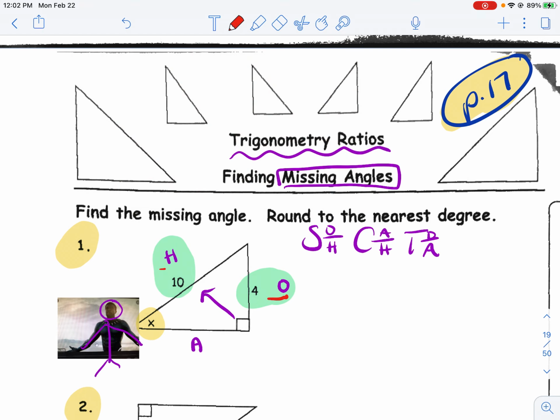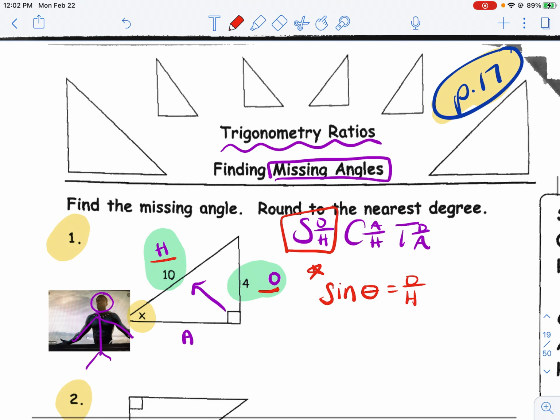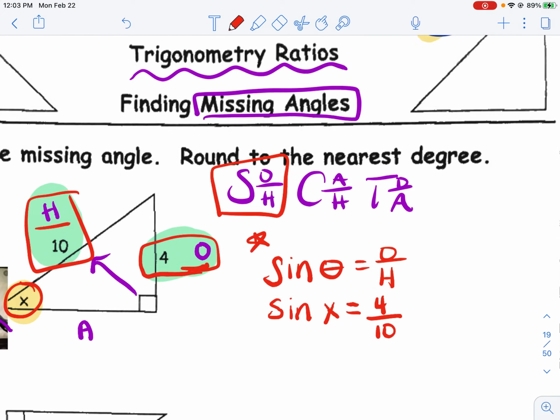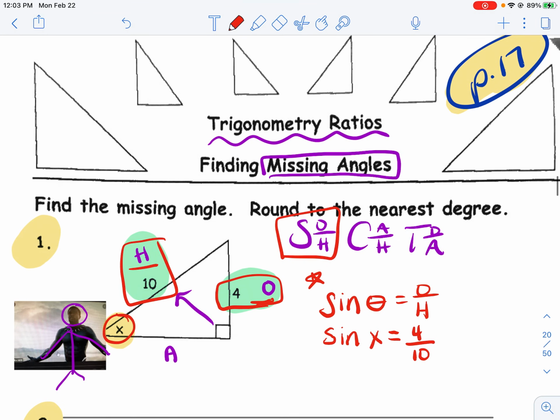We have O and H, which is going to leave us with sine. So sine of an angle is O over H. Now, we don't know what this angle is, so we're going to put in X. See where I'm getting that from? The sine of X equals our O, which we said was 4, over our H, which is 10. Now you might think, let me cross multiply, but cross multiplying isn't going to help us. What we need to do is figure out a way to cancel this sine.